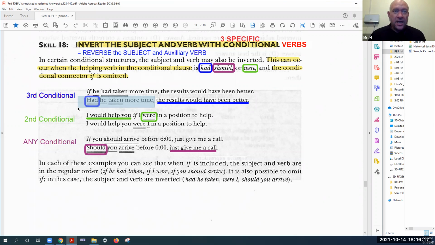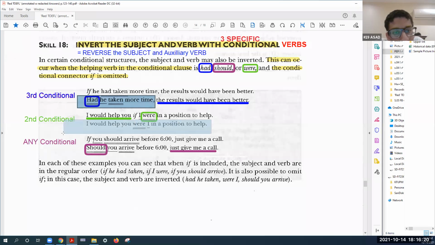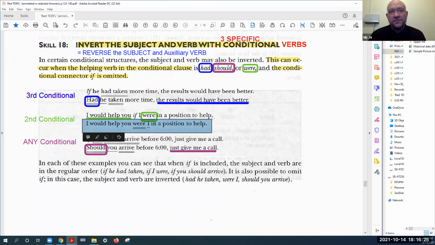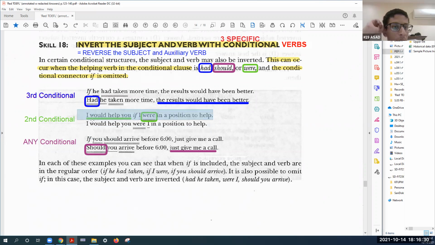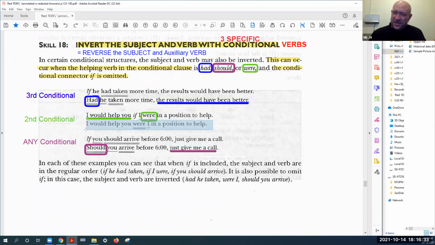Understand? Okay. I would help you were I in a position to help. So find the difference between the top and the bottom. We don't replace the connector; we just invert and remove it. We remove the connector, right? And then what do we do? Switch the subject with the verb. Exactly. All right. Osama, do you want to try the next one?